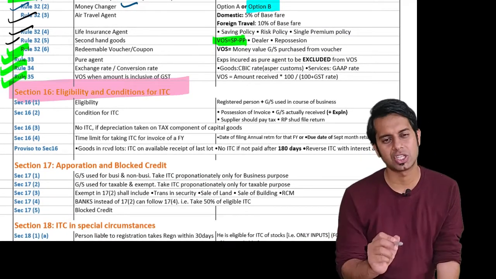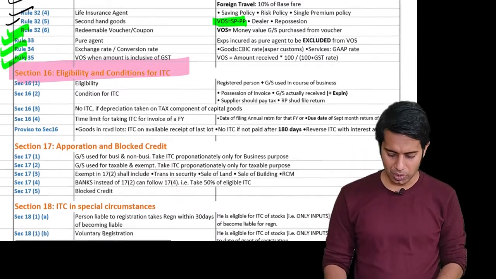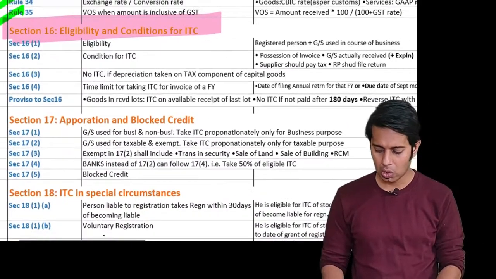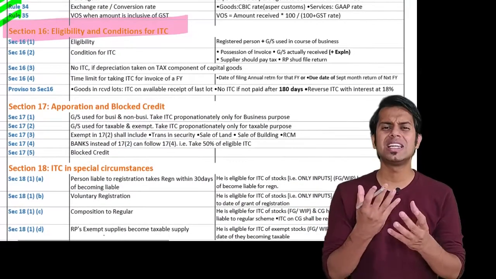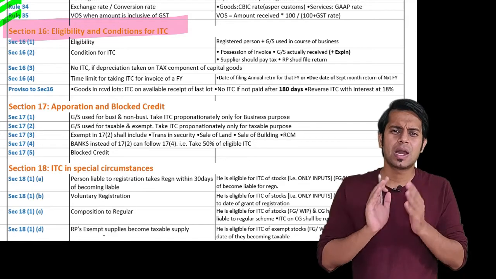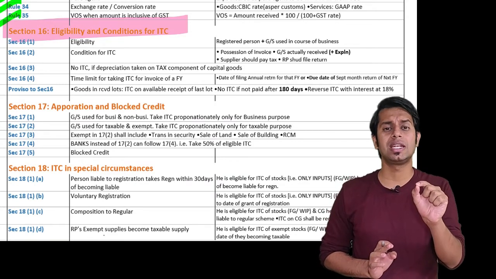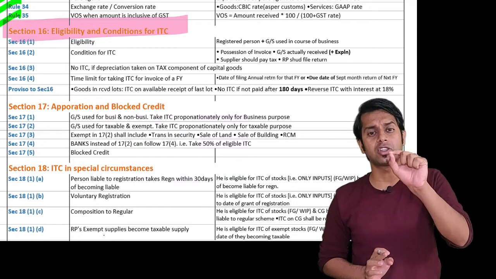Then the discussion is on input tax credit. Section 16 to section 21 talks about input tax credit. Section 16 subsection 1 talks about the eligibility. Who is eligible to take input tax credit? Every registered person can take input tax credit on the goods or services or both which is used or intended to be used in the course or furtherance of business.